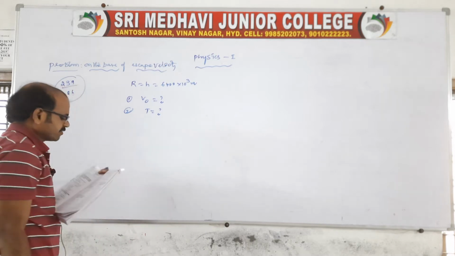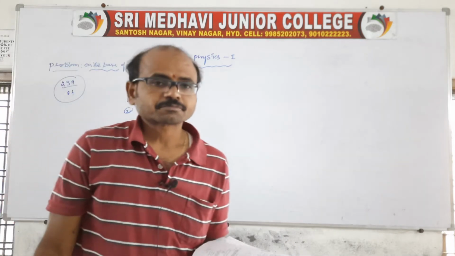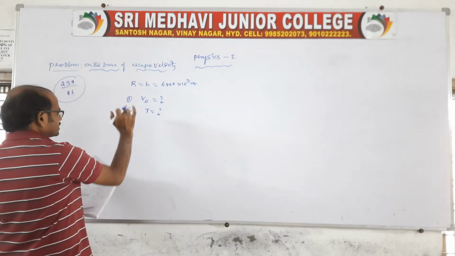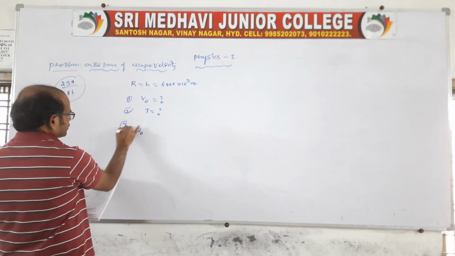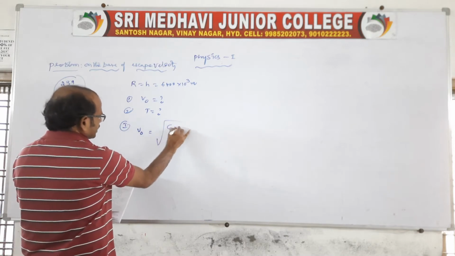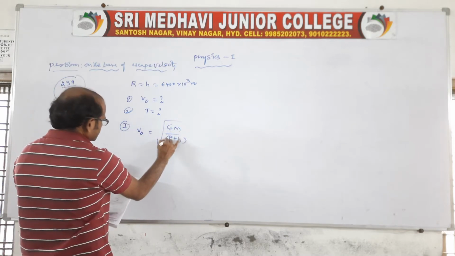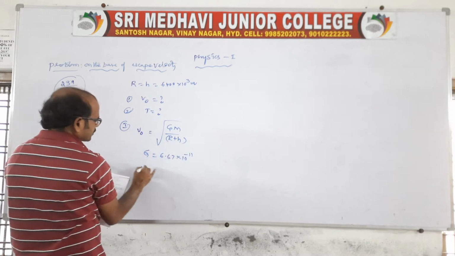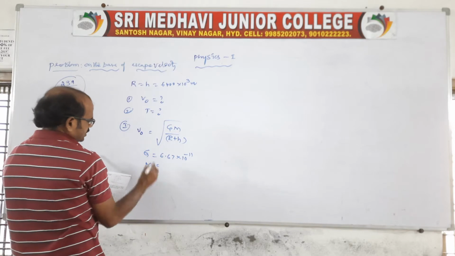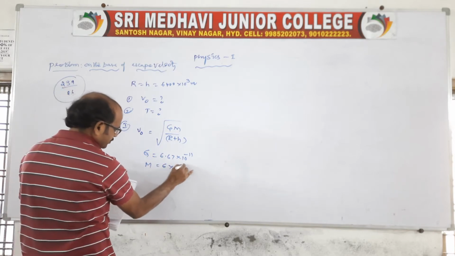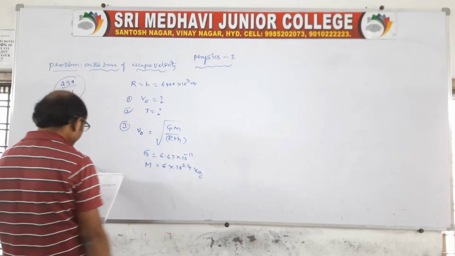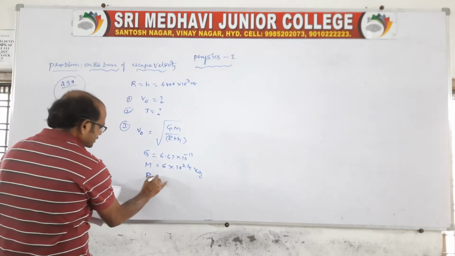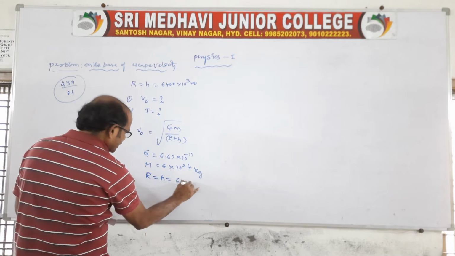See, of course, period of revolution is nothing but... first of all, we should get this one, then after we'll see. So V0 is, first one I am telling, root over G capital M by R plus H. See, of course, G value is 6.67 into 10 power minus 11 and capital M is 6 into 10 power 24. Just now I told you this, we should remember. Okay, and coming to the point, capital R and H are given equal to 6400 into 10 power 3.